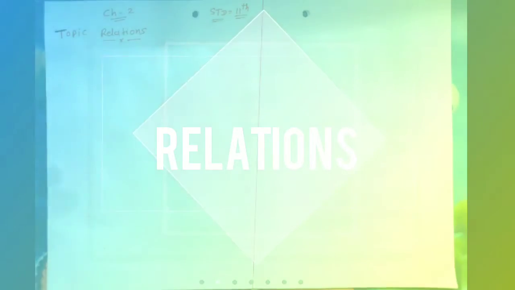Start with the new topic, which is relations. So what is a relation? For any relation, the basic requirement is two objects. If two objects are there, then and only then we can define the relation. Clear? So for a relation, we require at least two objects.